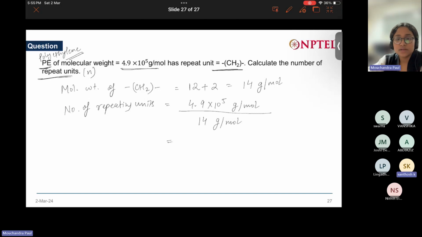Are you guys doing it? 0.35. 0.35, ma'am. Try again. There is a 10 to the power 5 there. The numerator is very large. 0.03 into 10 raised to 5. 0.035 into 10 to the power 5.